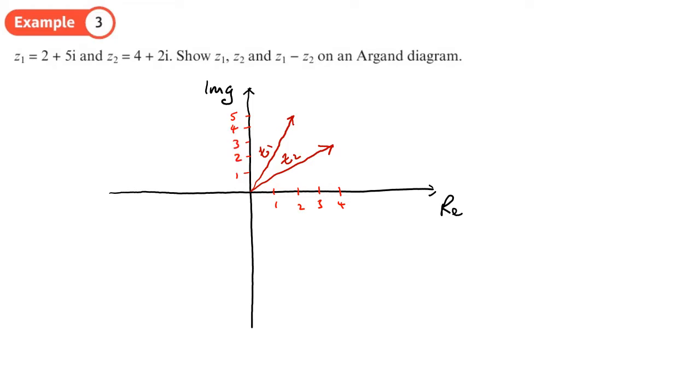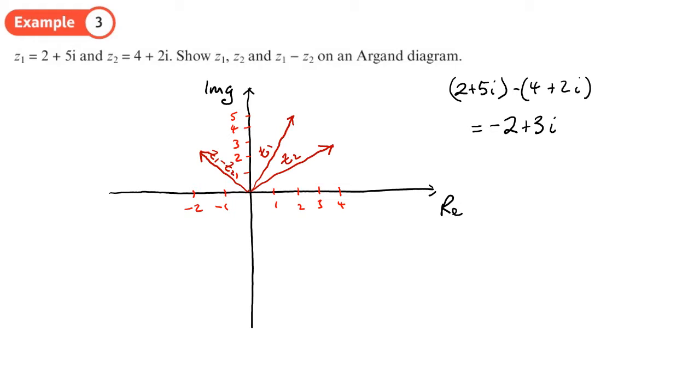And then we need to work out Z1 minus Z2. So that's Z1, 2 plus 5i, minus Z2, which is 4 plus 2i. And what you get here, 2 minus 4 is negative 2, and 5 minus 2 is 3i. So we now need to plot negative 2, 3i. So that's going to be going like here. So Z1 minus Z2 ends up over here.